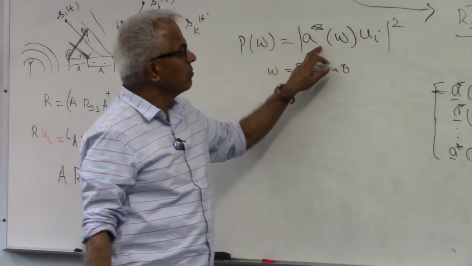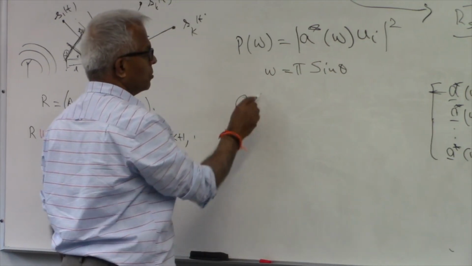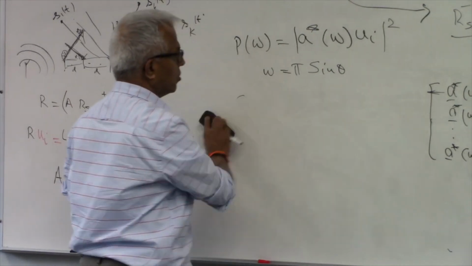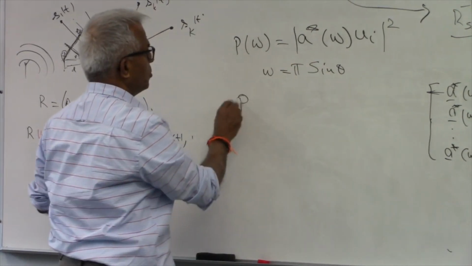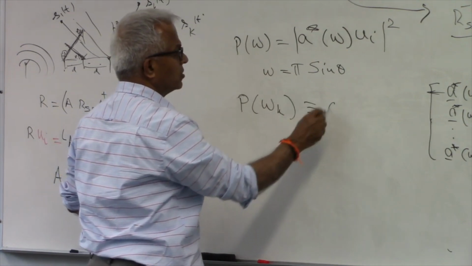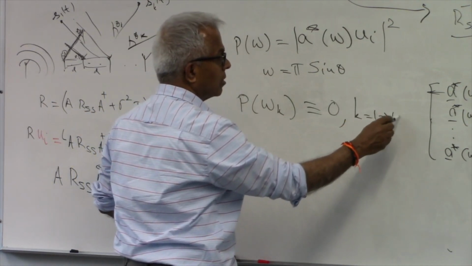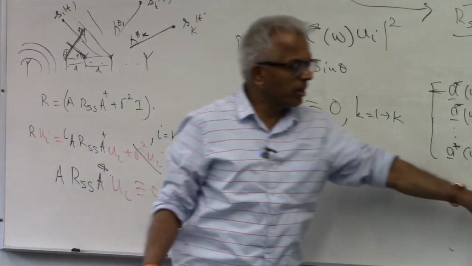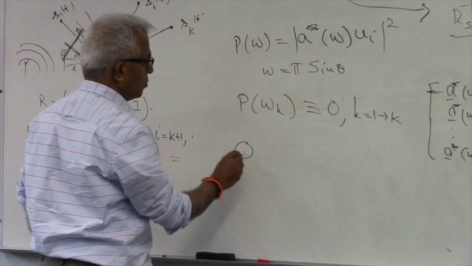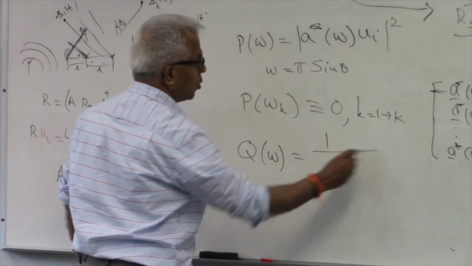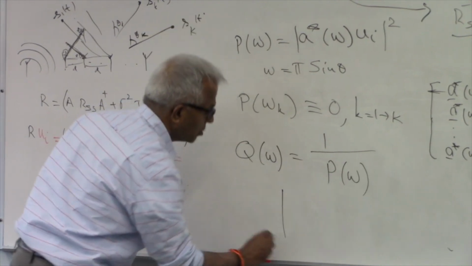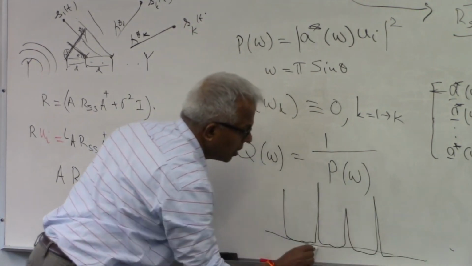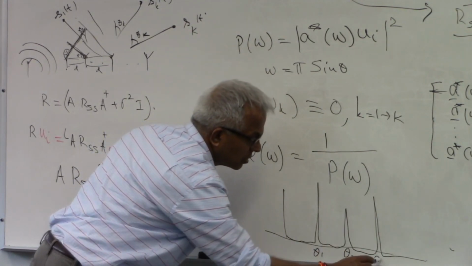So we know that, look here, when you plot this, generally what is done to amplify this is, when omega equals omega k, p of omega k is zero, by definition. So when you scan through all the omegas, when omega hits omega k, this is going to go to 0. So if you plot q, which is 1 over p, this will pop up like this, right? At theta 1, theta 2, theta k.